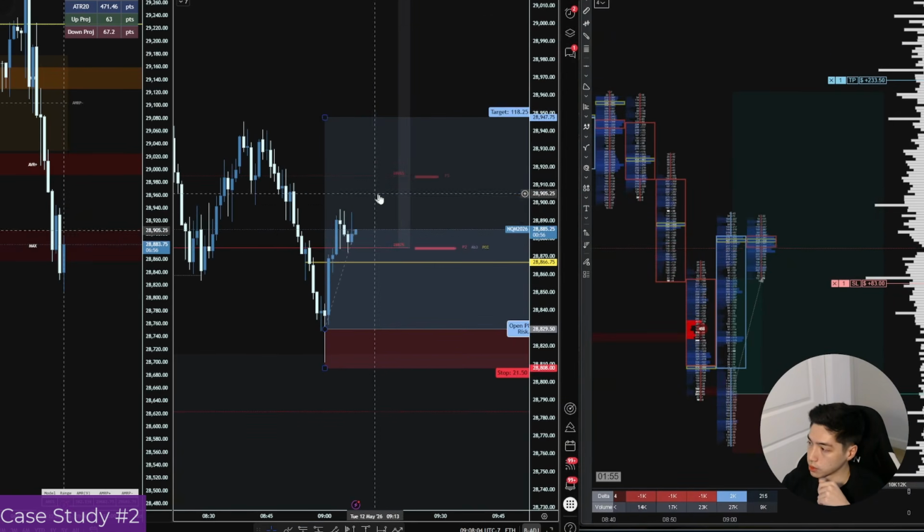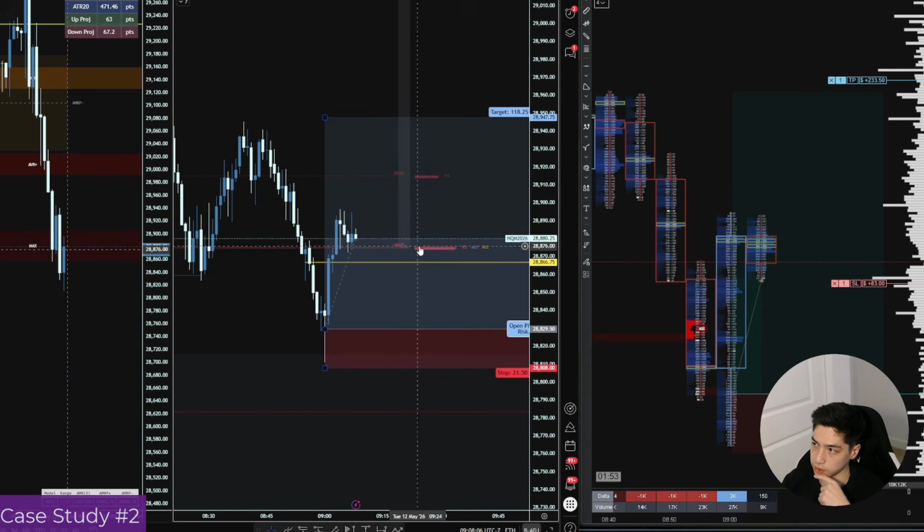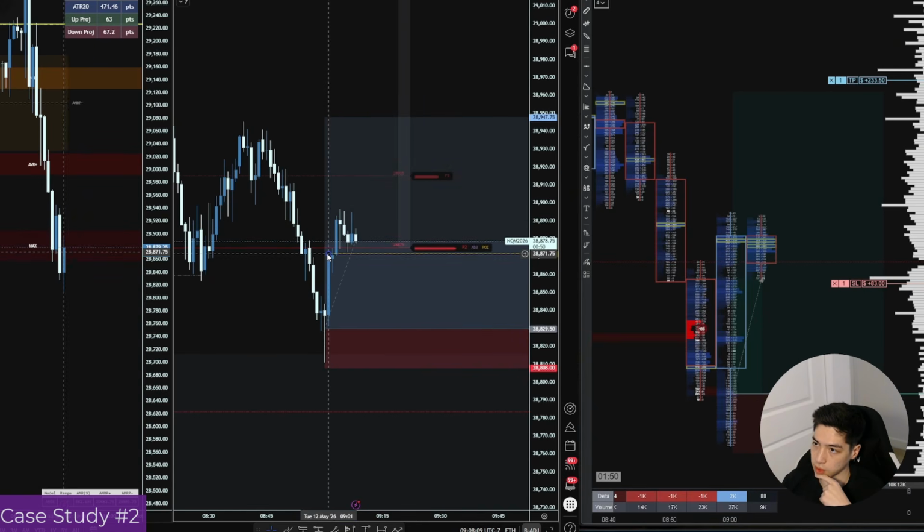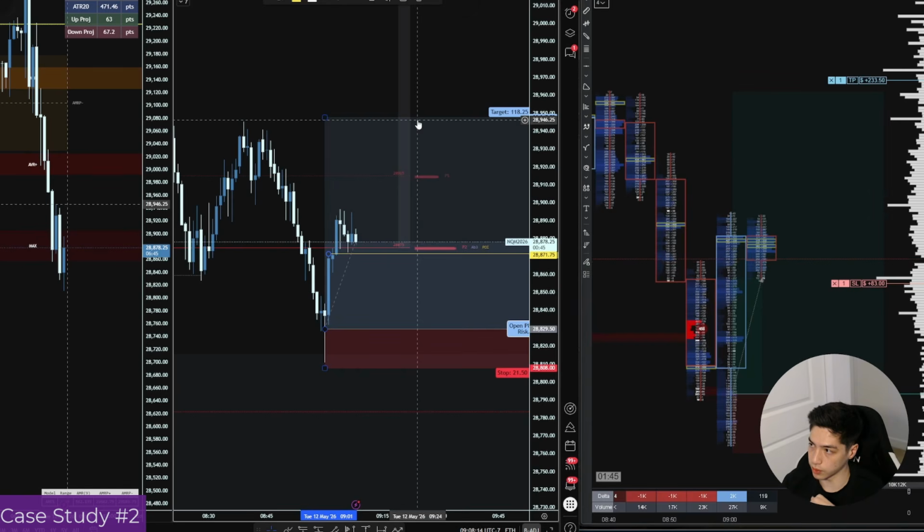Buyers are struggling a little bit here to push higher. We need to see them really do it or we're going to get taken out. Stop's right below put wall. I need put wall to hold, otherwise I don't want to be in this trade anymore. I'll take my 40 points, call it a day.